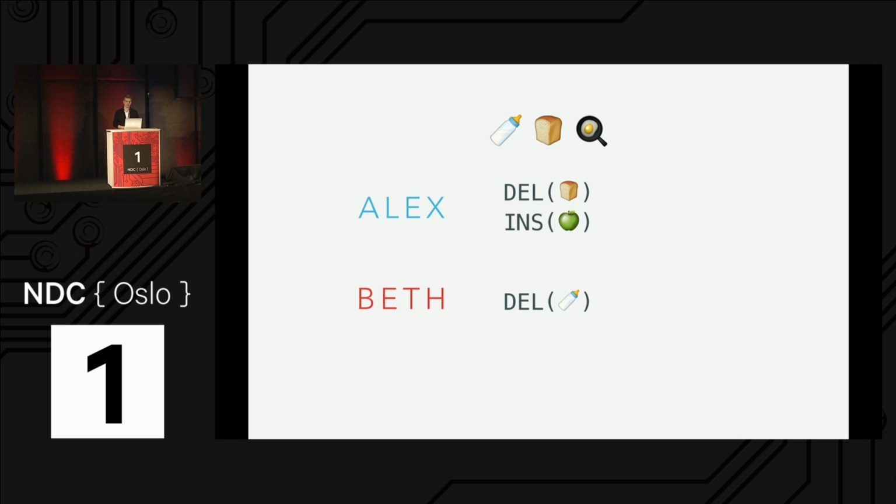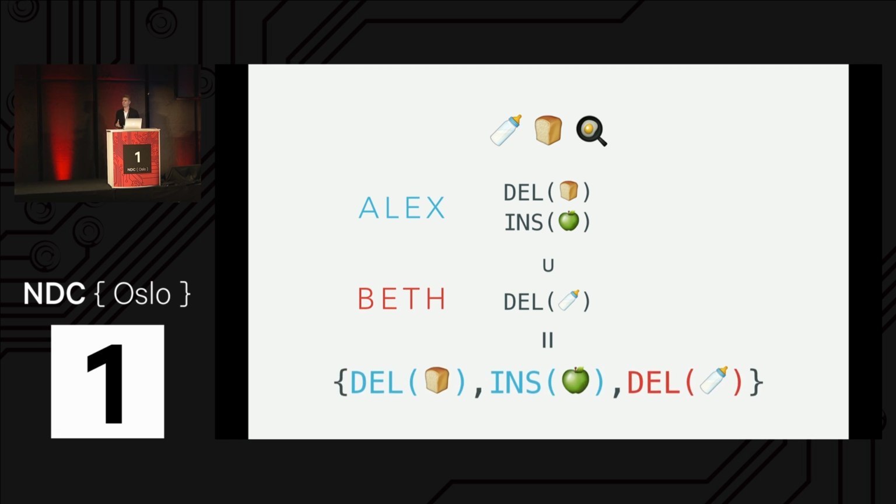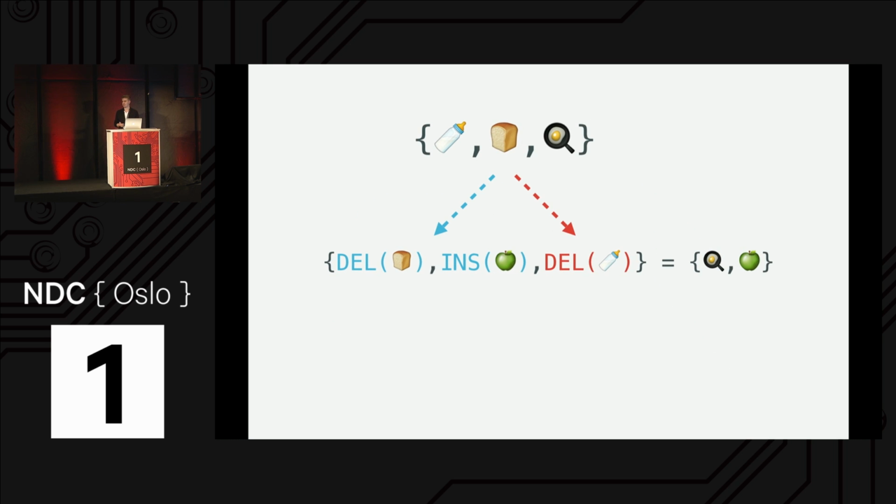So in this case, we might describe these operations. We might say that Alex deleted bread, he added apples, and Beth removed milk. Well, when they sync up, all they need to do is combine their changes, not the final state, but they combine their changes together into a single list, and now we can apply these changes one after another in no particular order and end up at a solution which preserves both Alex's and Beth's intentions.